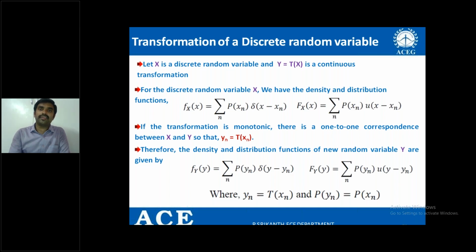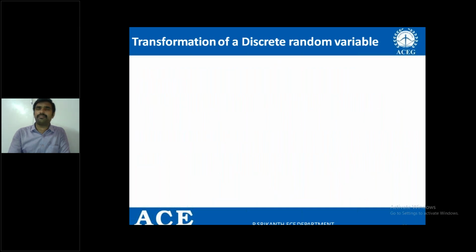Right? So this is the way to apply the transformation on a discrete random variable. If it is a non-monotonic transformation, there also it is the same thing. In the previous case, the continuous random variable with a non-monotonic transformation, we took the individual relations, maybe the monotonically increasing ones and the monotonically decreasing ones, and all the relations were summed together to derive the new density function. The same method we use here.